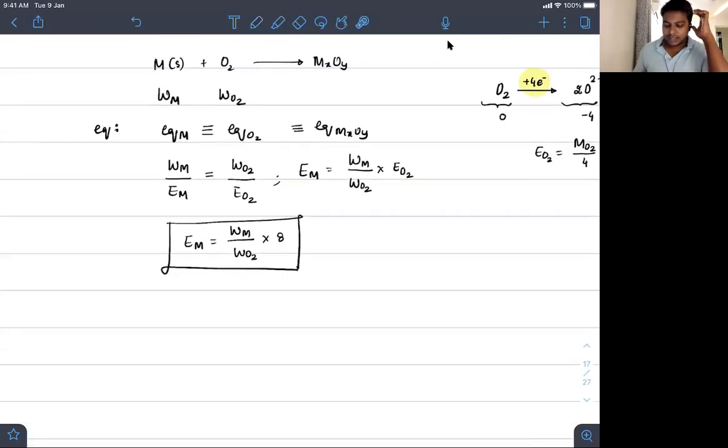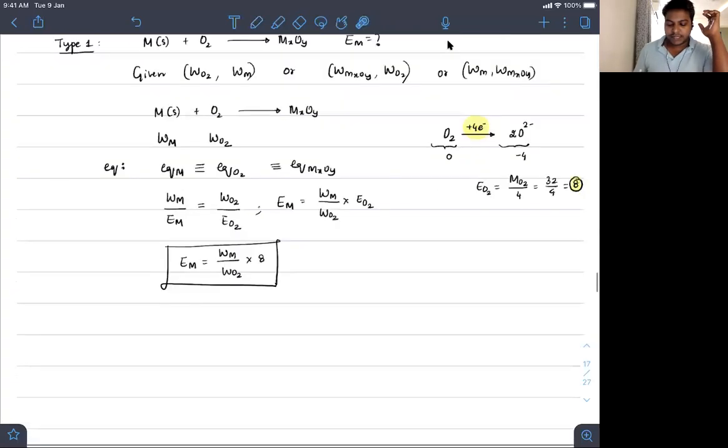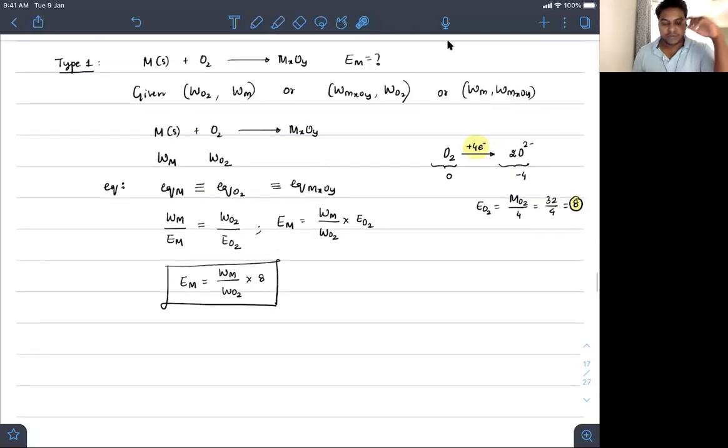So you can use it like a formula also whenever the oxide is present, or you can easily derive it, as long as you know we just have to equate the number of equivalents. So type 1 is clear, everybody? Any doubt here?